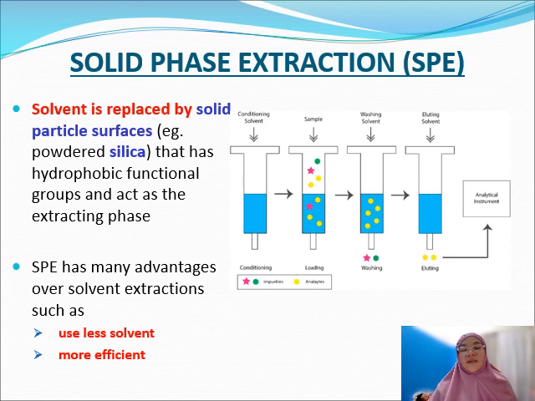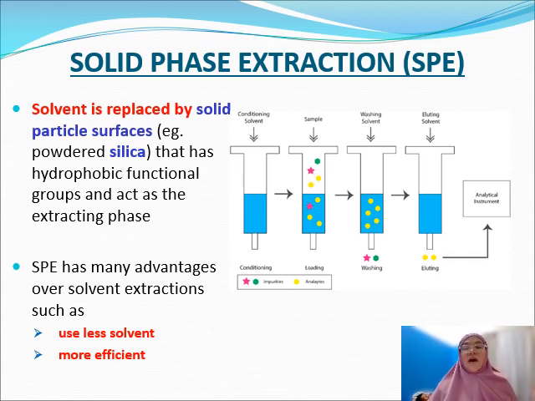So for example here, this is SPE, solid phase extraction. This is the apparatus applied for solid phase extraction, where you first add a conditioning solvent. There are a number of chemicals involved, but we do not need to go deep into that conditioning solvent. Just know that it is a mixture of chemicals.